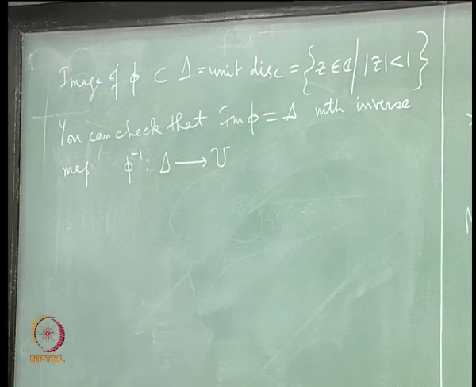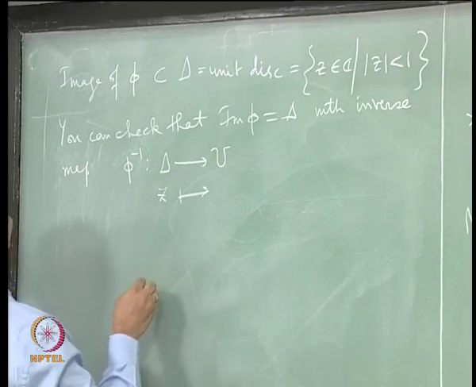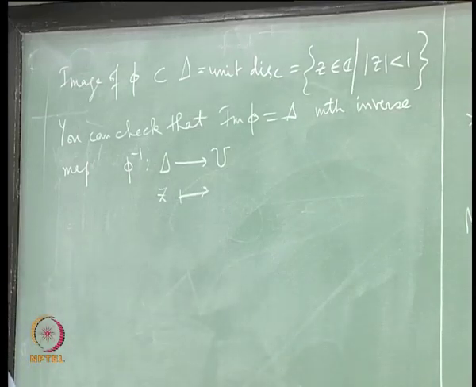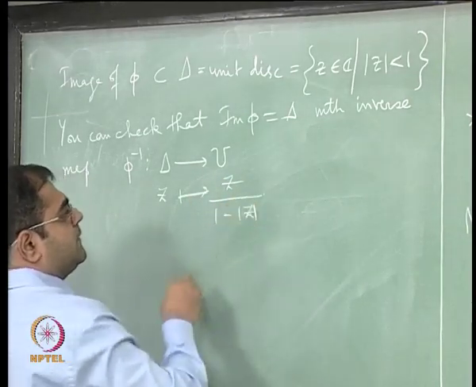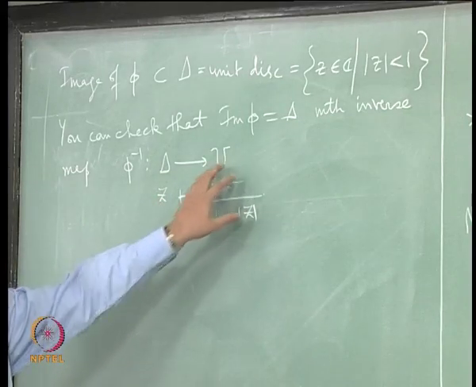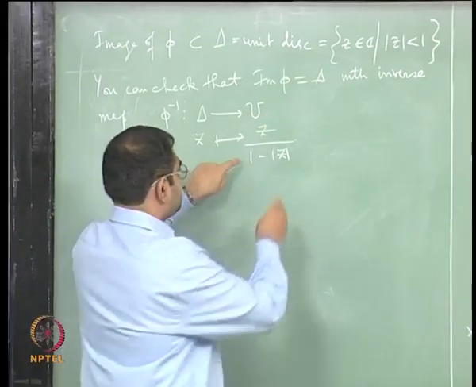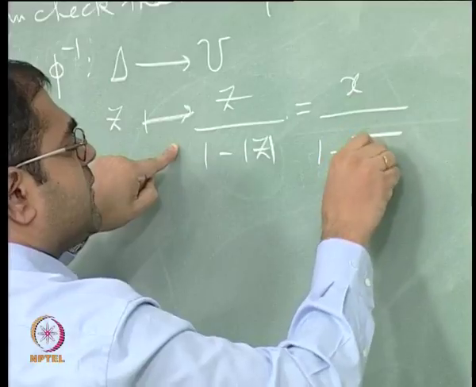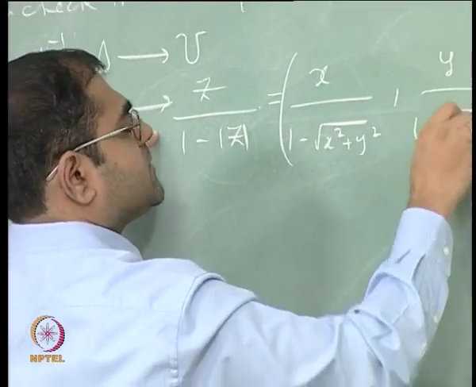Mind you, U is R2, okay. And what is the map? It is just you send z to, I think, z by 1 minus mod z. So let me just check it for a moment. z by 1 minus mod z. So this is the map. And when I write it like this, I mean that you will have to change this back into x, y. So that means you should write this as x by 1 minus root of x squared plus y squared comma y by 1 minus root of x squared plus y squared.